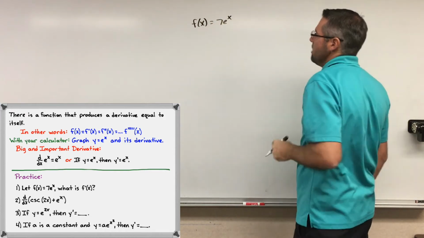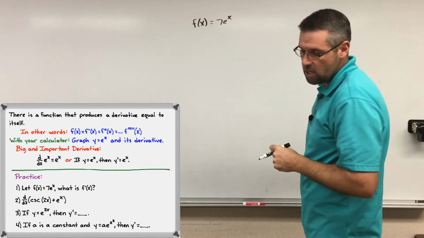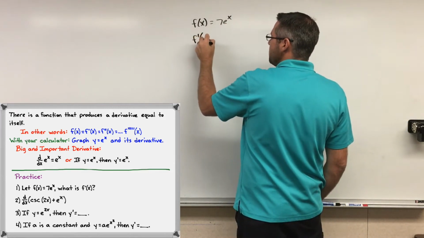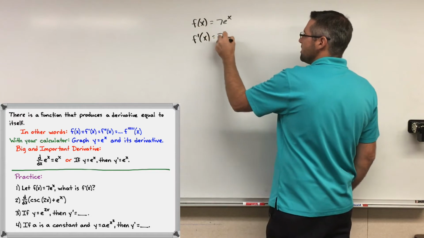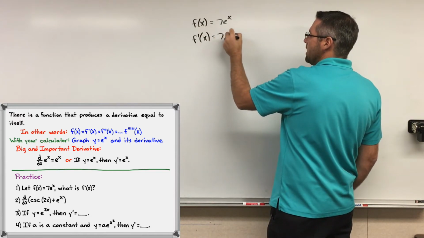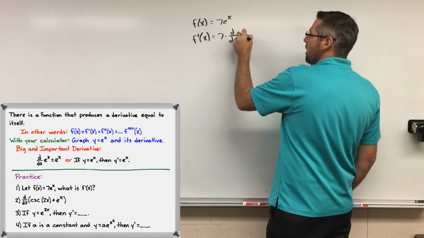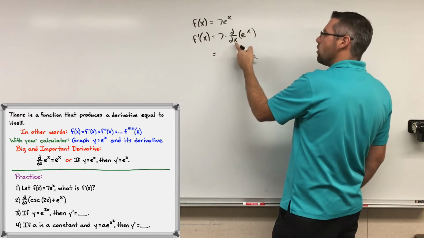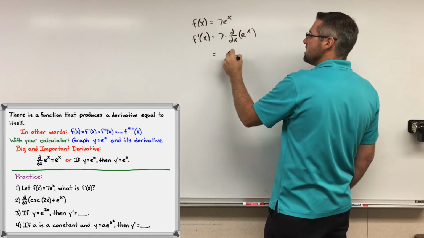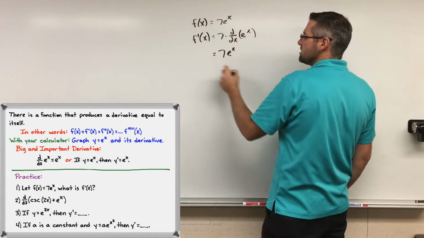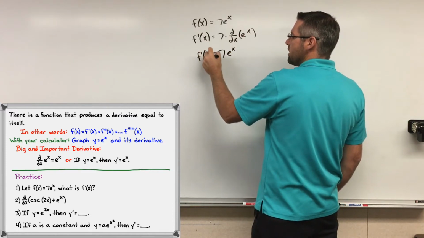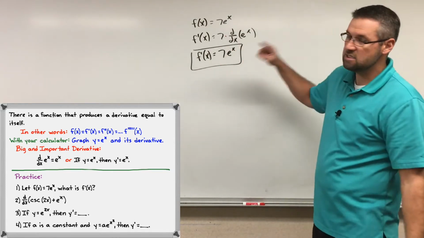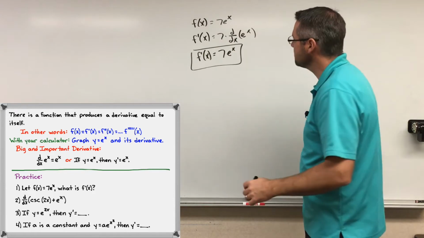What rules can I apply here to figure out the derivative? Well, I have a constant multiple, so f prime of x is going to be equal to 7 times, if you want to write it out, the derivative of e to the x, right? We take the constant multiple out. Then we take the derivative. What's the derivative of e to the x? It is e to the x. And then we put that 7 right out in front. So that is our answer there. The derivative of 7e to the x is 7e to the x.